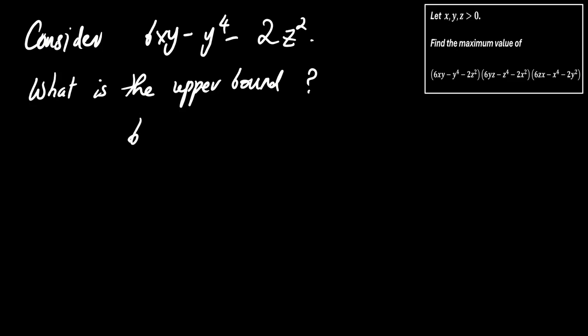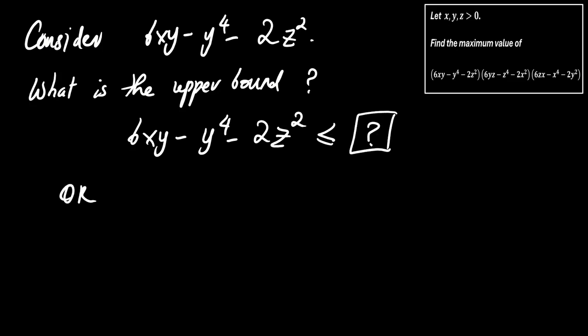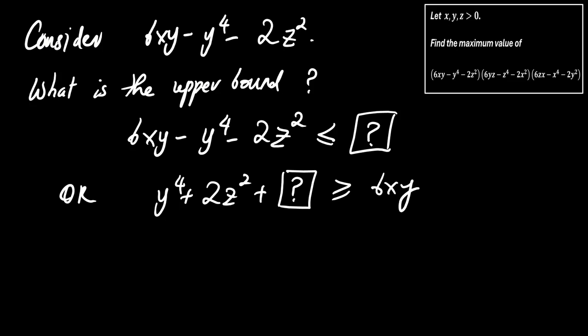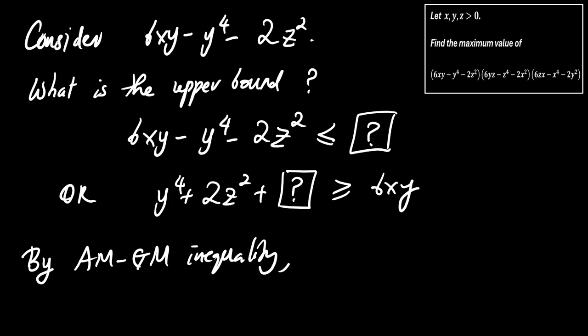We want to show that 6xy minus y to the power of 4 minus 2z squared is less than or equal to 4x cubed divided by yz squared. Rewriting, this is equivalent to y to the power of 4 plus 2z squared plus 4x cubed divided by yz squared being greater than or equal to 6xy. Now apply the AM-GM inequality to the three terms: y to the power of 4, 2z squared, and 4x cubed divided by yz squared.